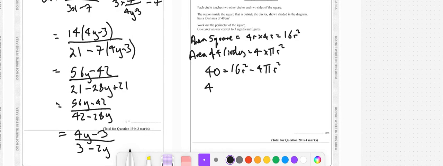So 40 equals 16 minus 4 pi, r squared. 16 minus 4 pi is 3.43, so 40 divided by that is 11.649. Minus the square root of that. r equals 3.413.